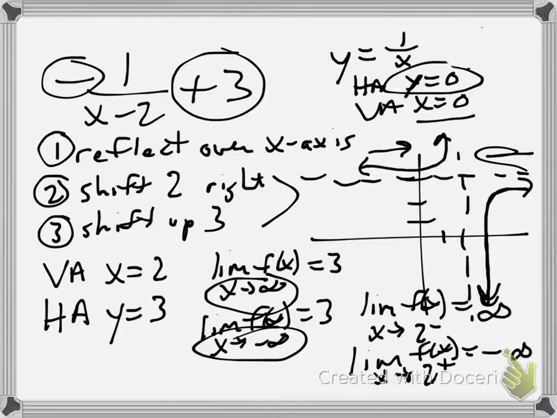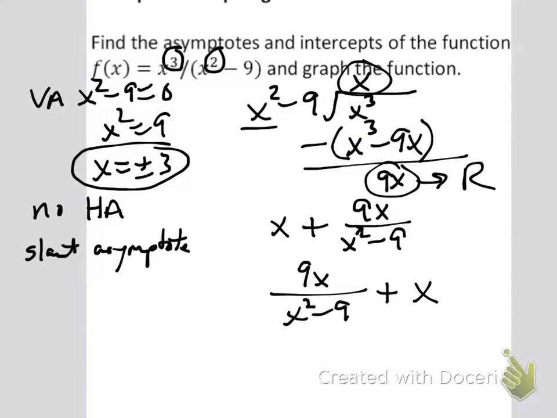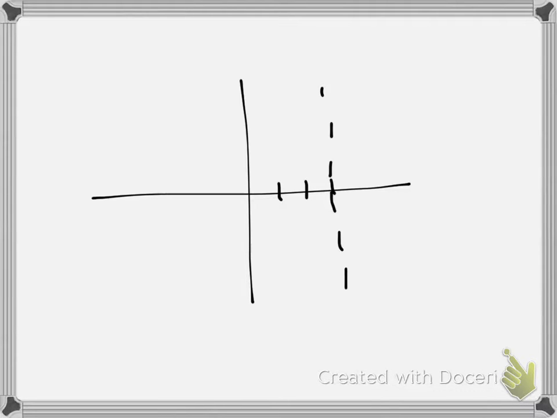Now, if you notice, that looks a lot like this right here with the plus 3 after the fraction. But this time there's a plus x. When that happens, that means you have a slant asymptote, y equals x. It's whatever this is. So it's a slanted asymptote. So, if we go to graph this, I've got my vertical asymptotes at 3 and negative 3.